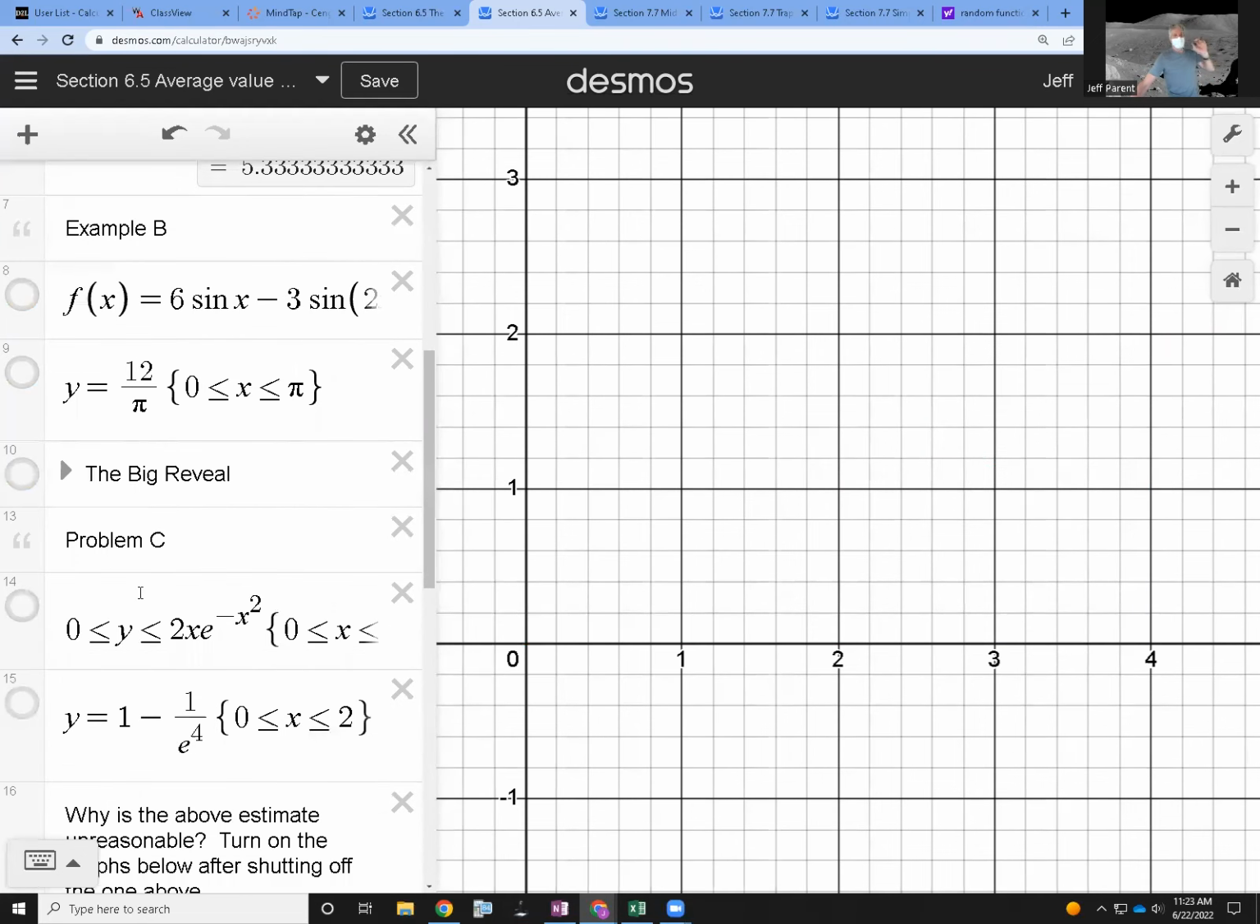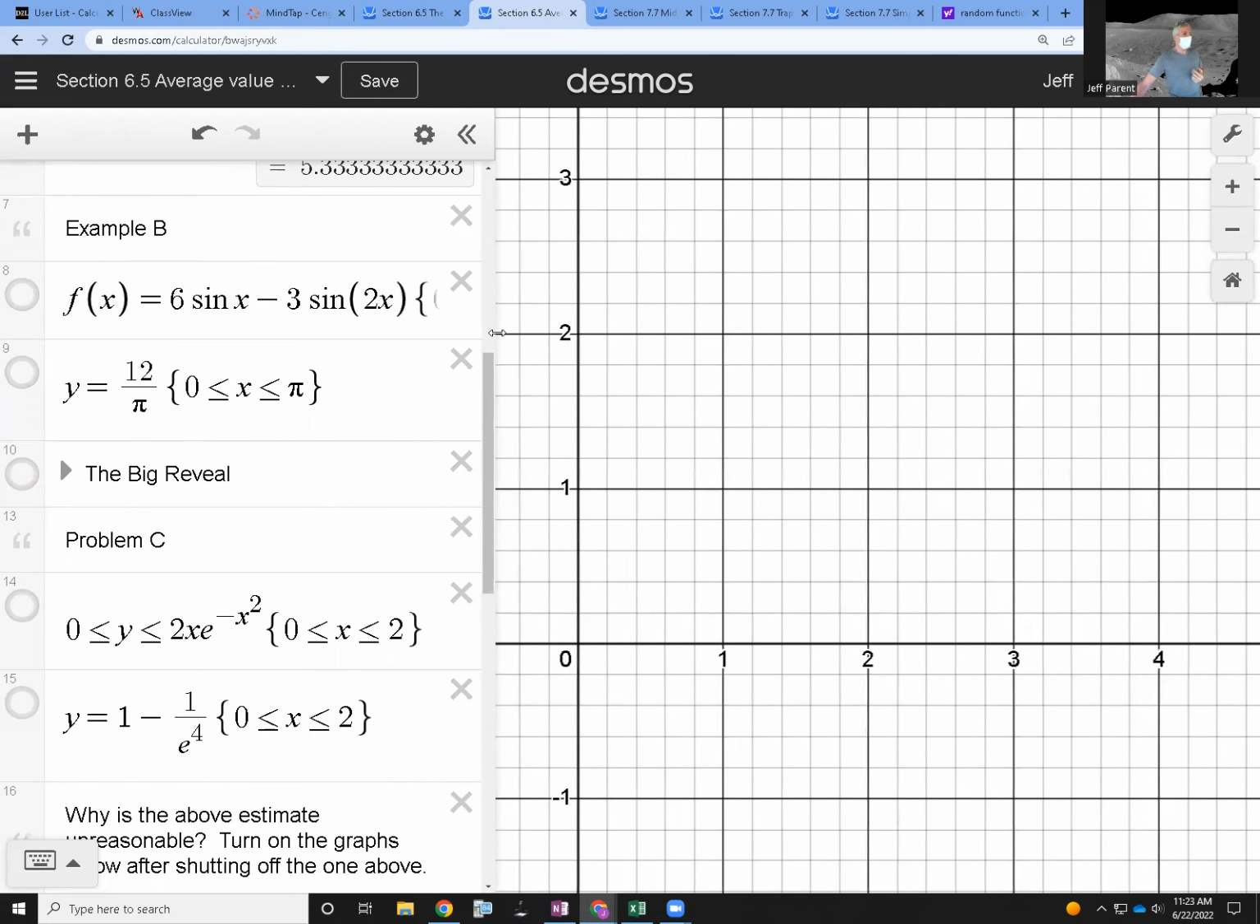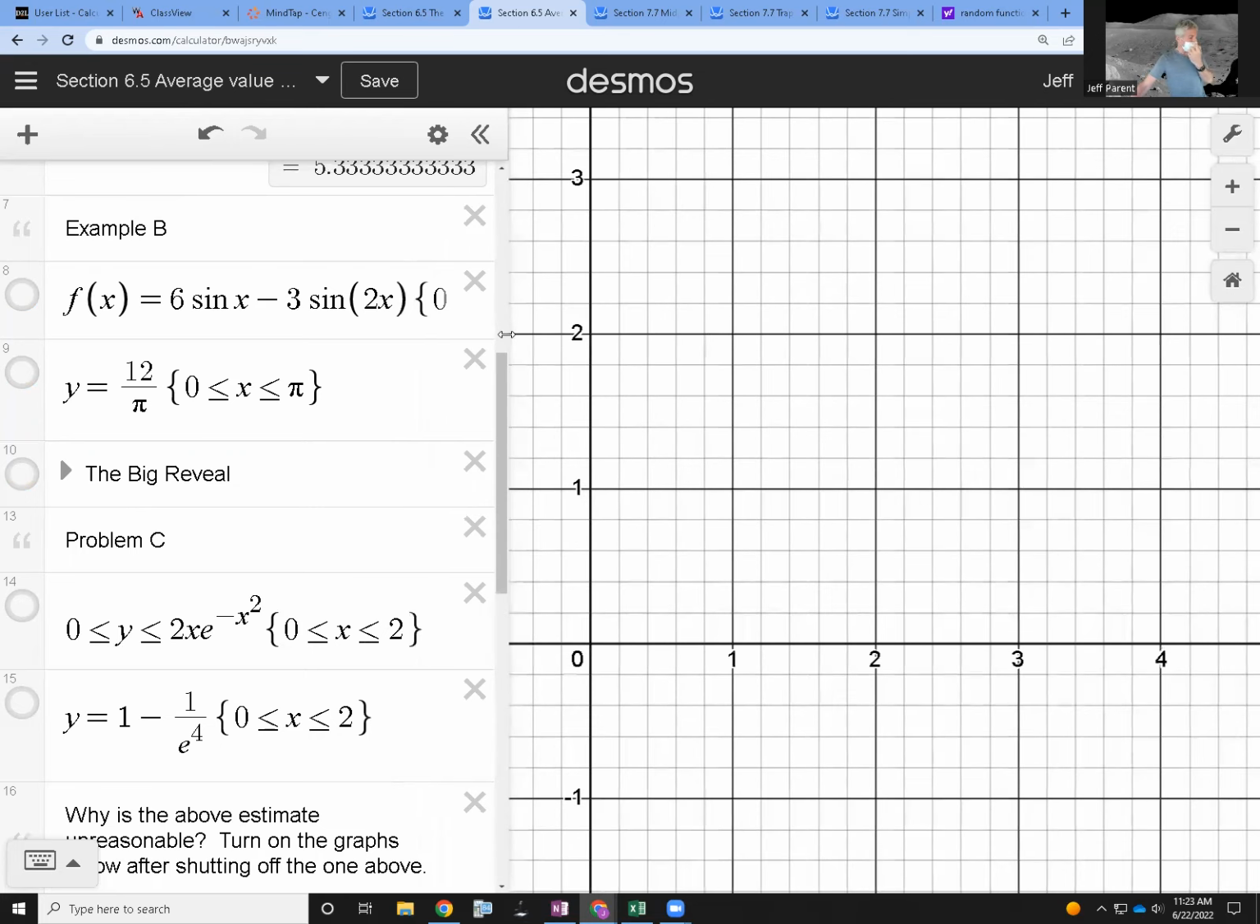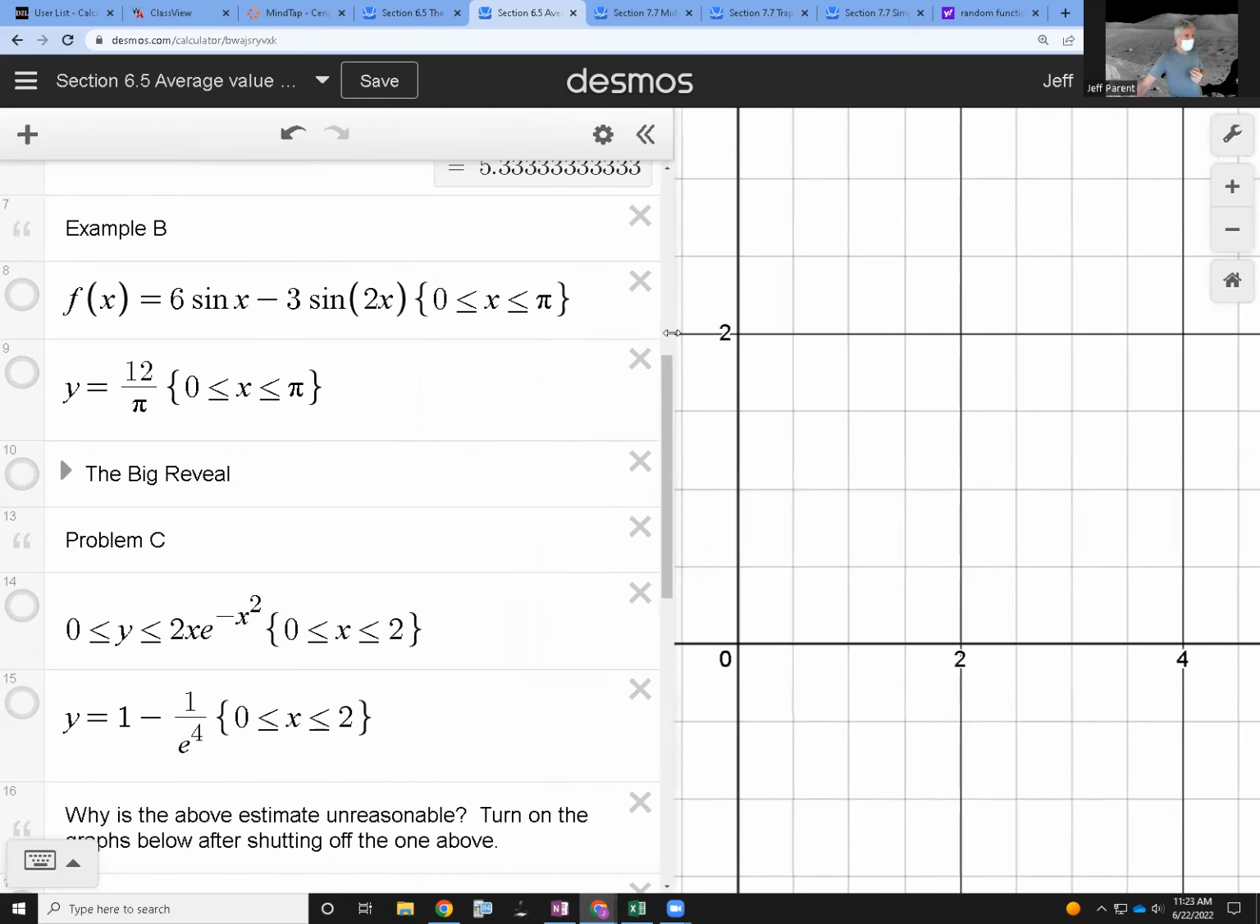All right, let's keep going. Let's try another one. Good on the first one? All right, I'm hoping that these are going to be pretty simple. More or less, these are an excuse to give you a nice integration problem. So the next one we're going to look at is going to be the function f of x equals 6x minus 3 sine of 2x between 0 and pi. So let's look at that one.